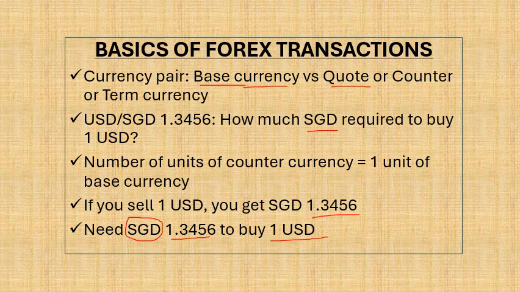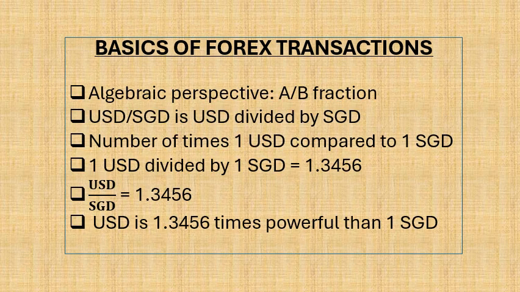Note that the Forex codes can also be looked at as an A by B fraction from an algebraic perspective. That is, USD SGD is USD divided by SGD in the sense that the USD SGD quote tells us how many times is 1 USD as compared to 1 Singapore dollar. For simplicity, we can say 1 USD divided by 1 SGD is 1.3456, means that USD is 1.3456 times powerful than 1 Singapore dollar. This is a simplification, but this is what you can see if you look at the codes from algebraic perspective.